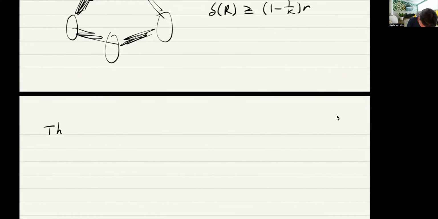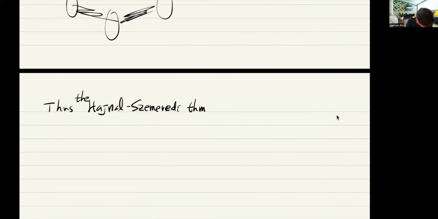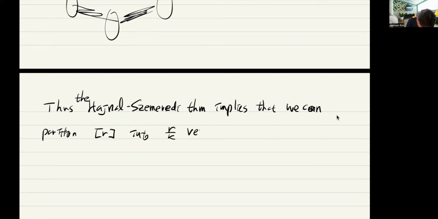So we can apply the Hajnal–Szemerédi theorem. The Hajnal–Szemerédi theorem implies that we can partition this graph R into R over K vertex-disjoint copies of K_K in R.